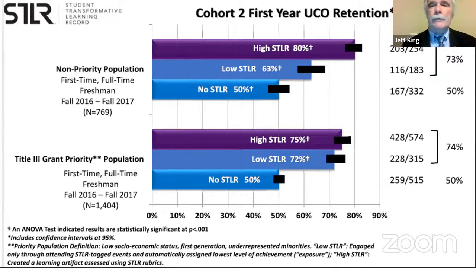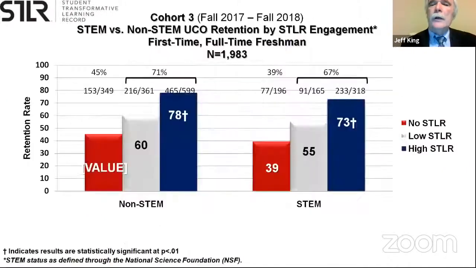very, very positive impacts on student retention. And you can see that here. Basically, retention is 20% higher for students who engage with Stellar than for those who do not. Also, we have been absolutely delighted that for STEM majors, science, technology, engineering, mathematics, the retention improvement is even greater.